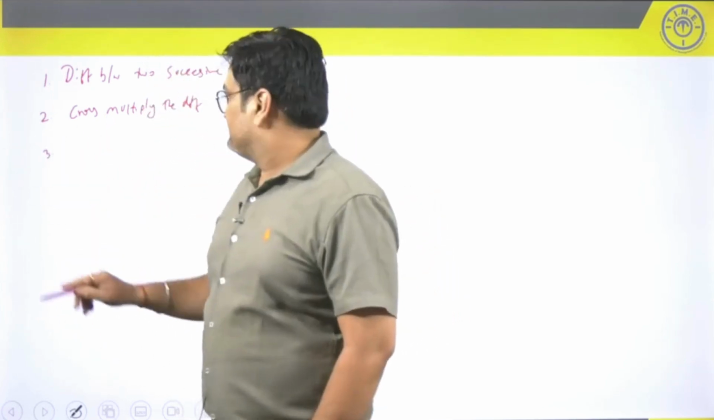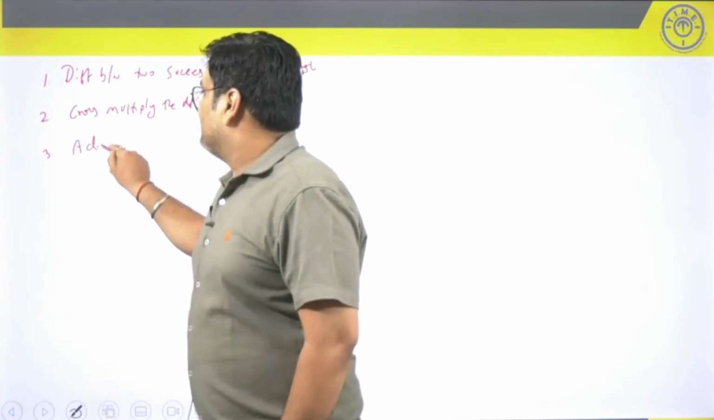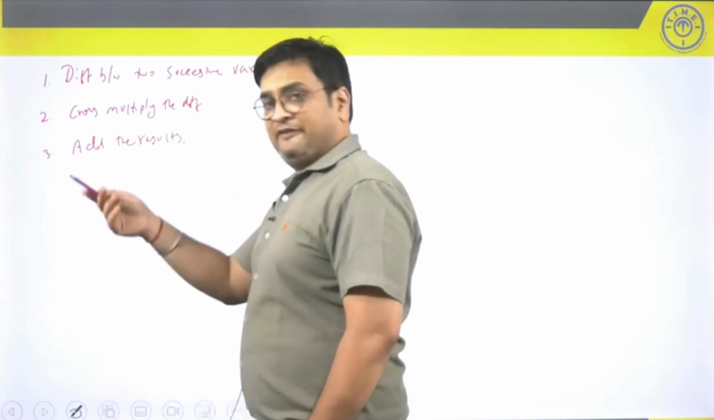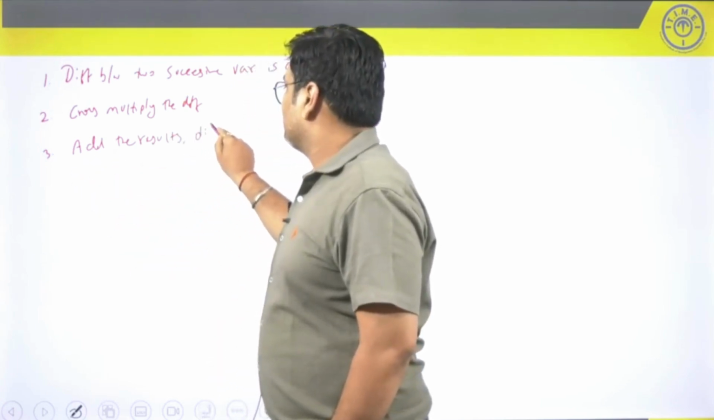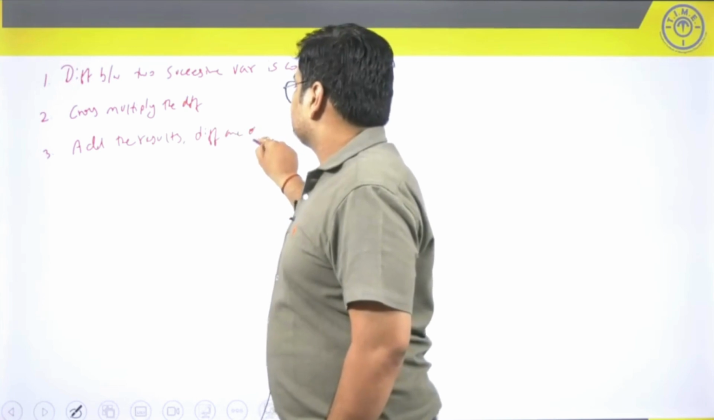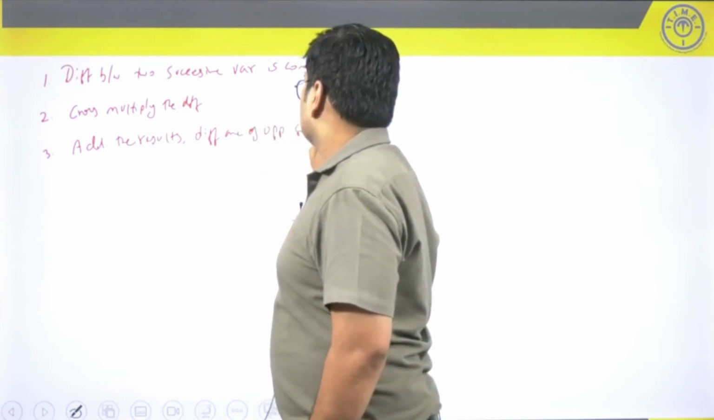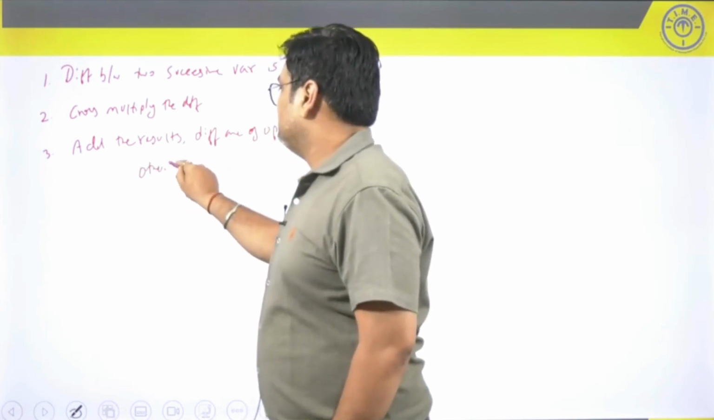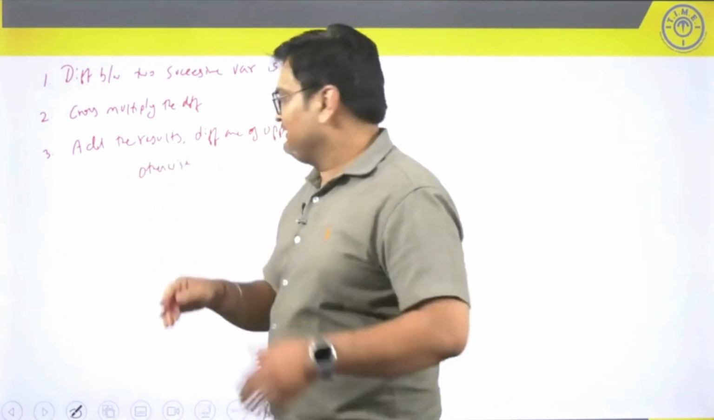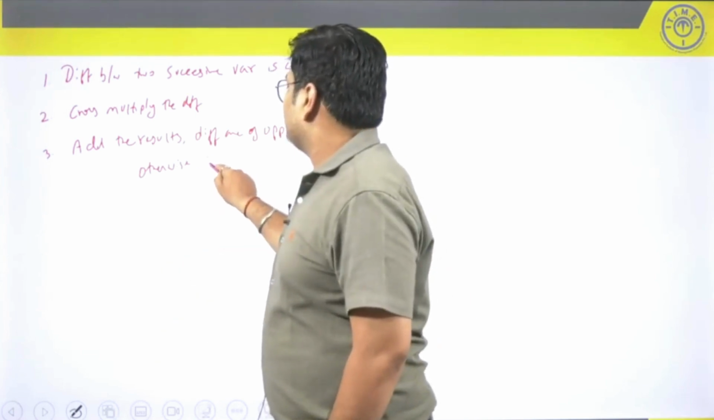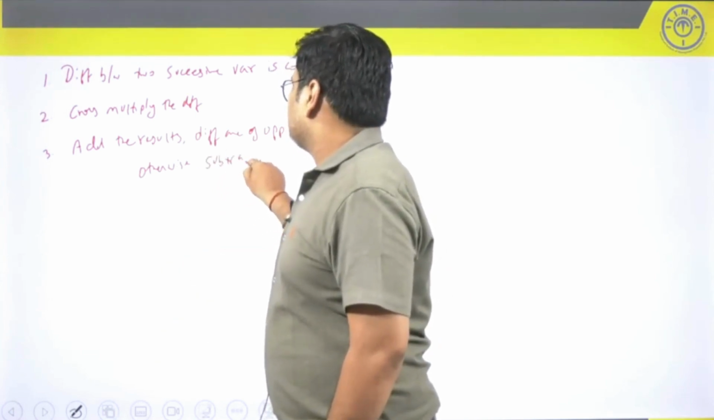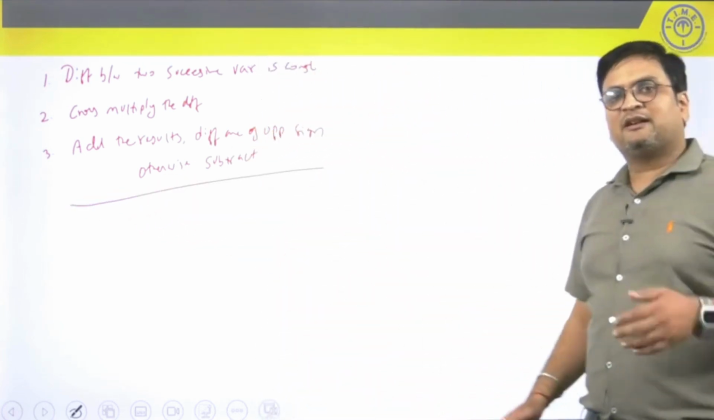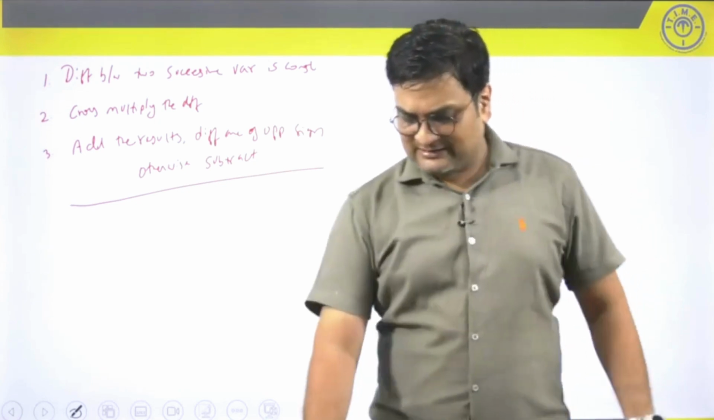Third, you add the results if the differences are of opposite sign. Otherwise, you subtract. If they are of the same sign, then you will subtract. So it is basically a 3-step process which will help us get to our answer more conveniently. So this is the trick that I was talking about.